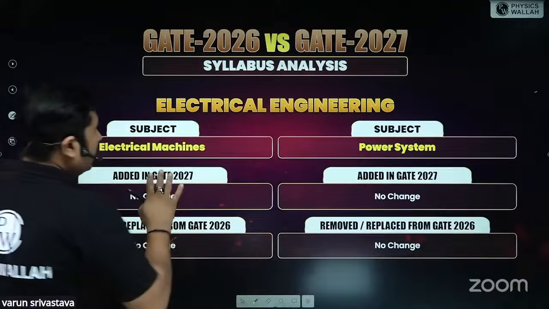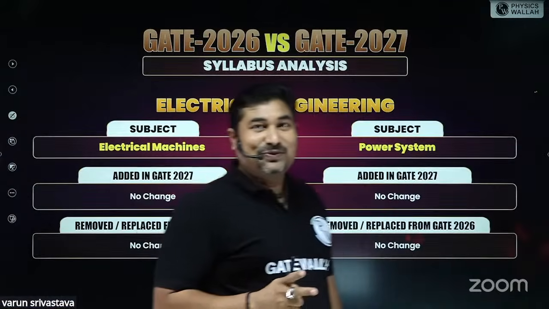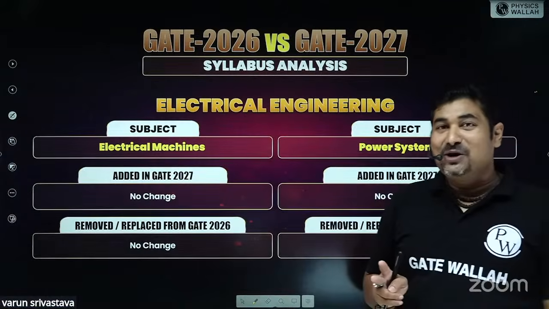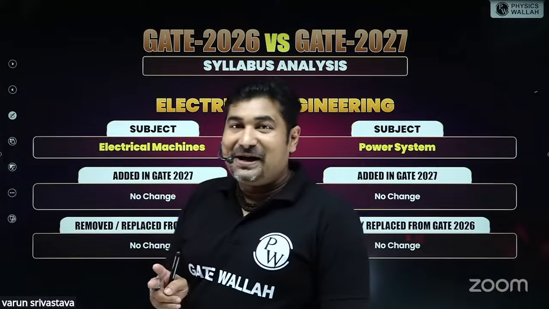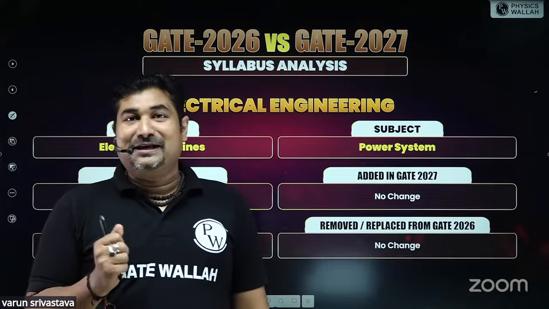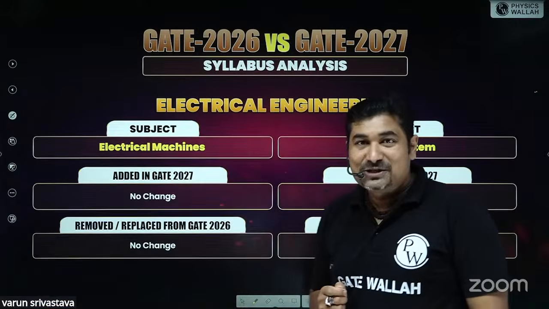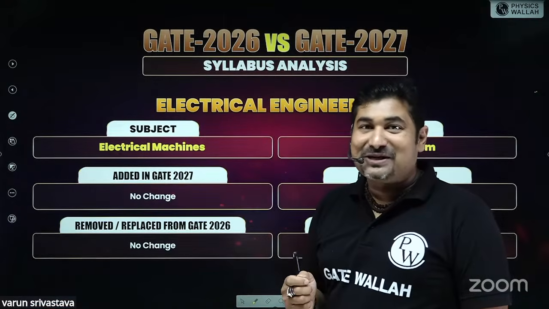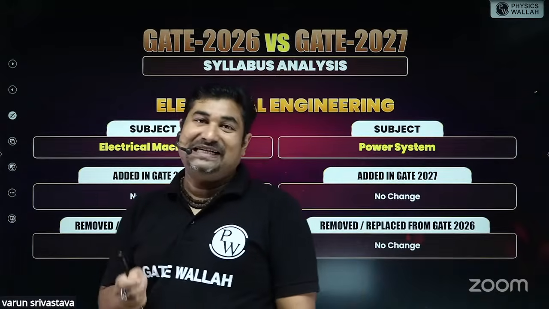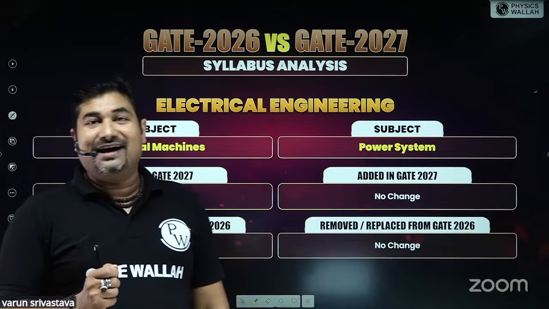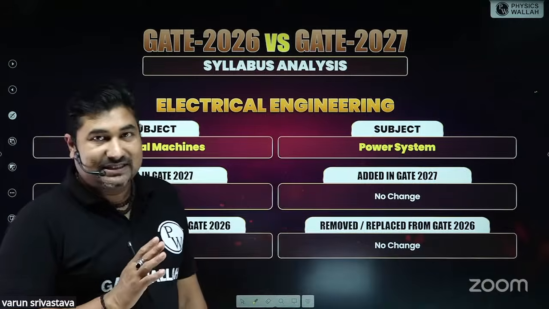Now let us talk about two major subjects which hold the heartbeat of all electrical engineers, that is power system and machines. So be happy, there is no change, because it takes almost a year to complete these two subjects. So there is no change in these two big subjects.